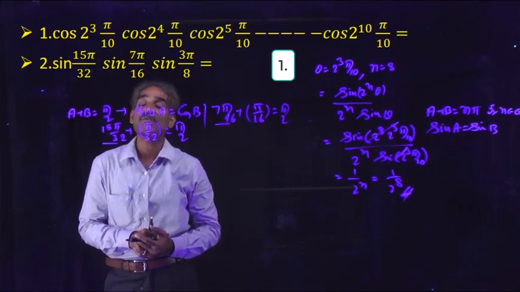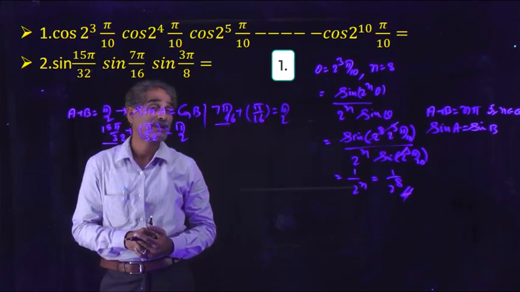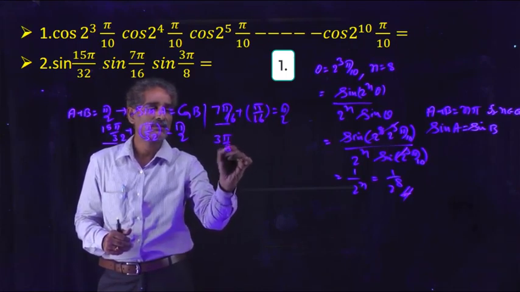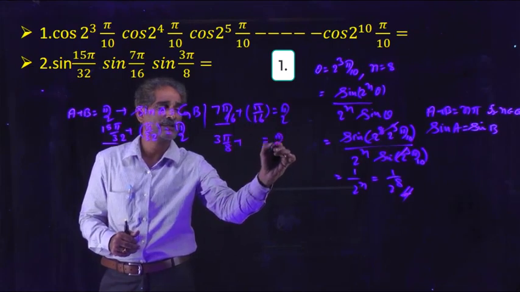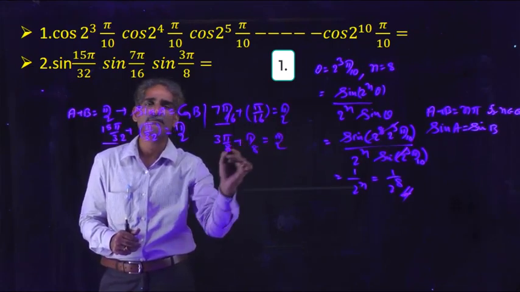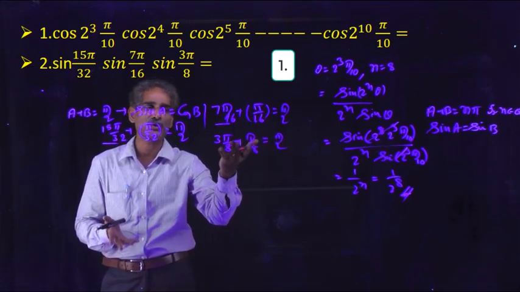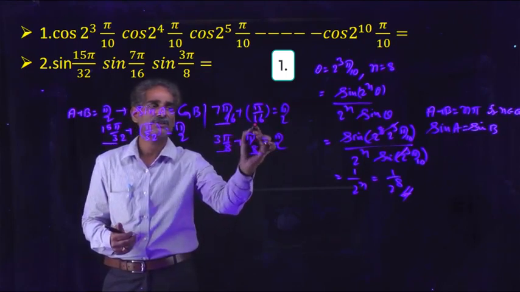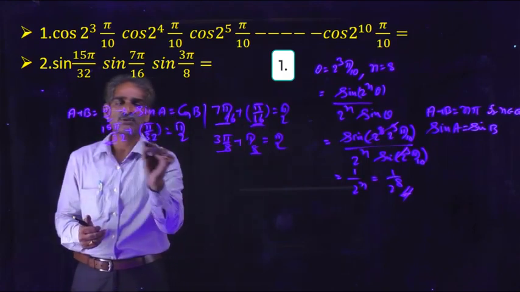Next verify the third one, sine 3 pi by 8. Okay, 3 pi by 8 plus how much is equal to pi by 2? Just pi by 8. 3 pi by 8 plus pi by 8 is 4 pi by 8, that is pi by 2. Sine of this is equal to cos of this.